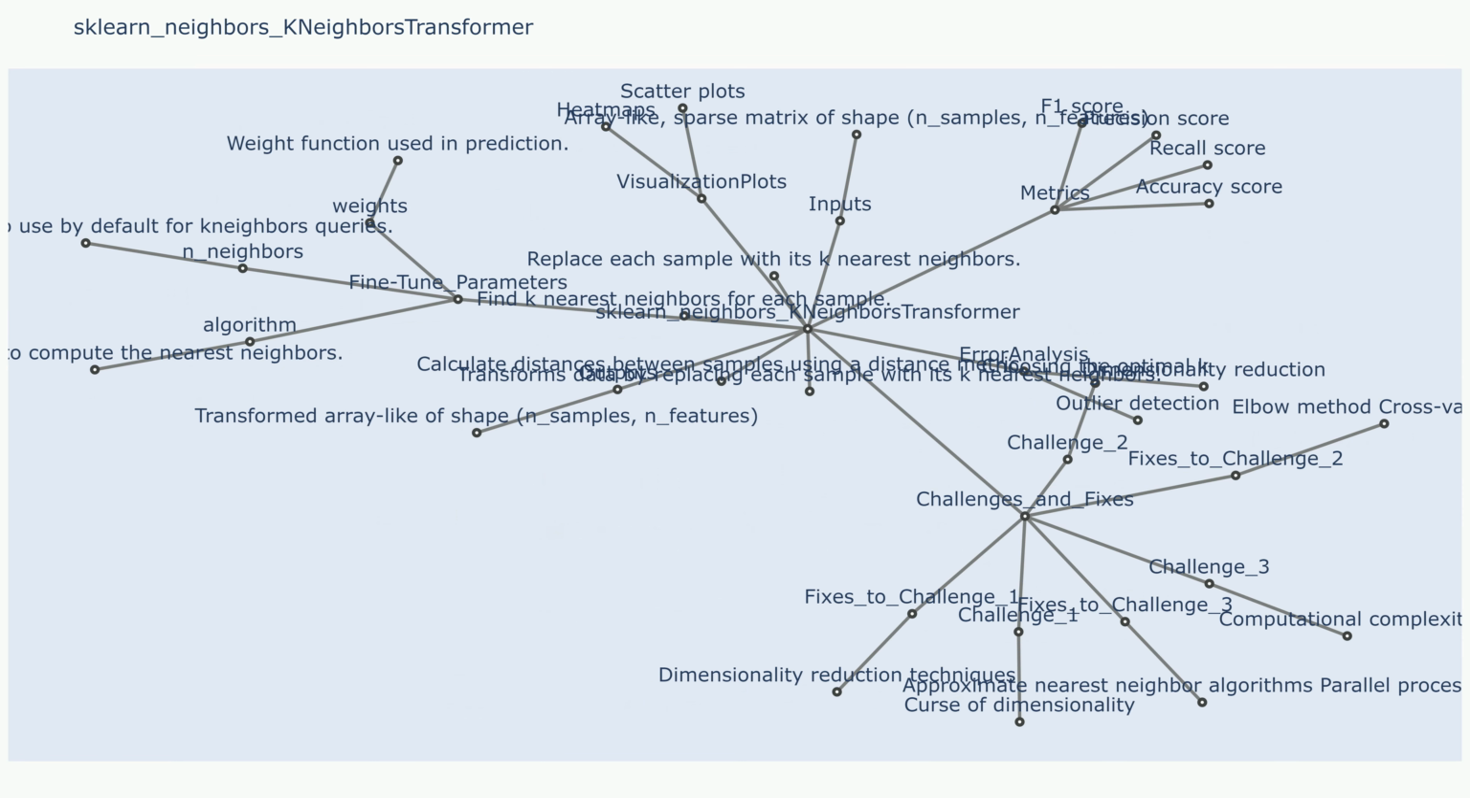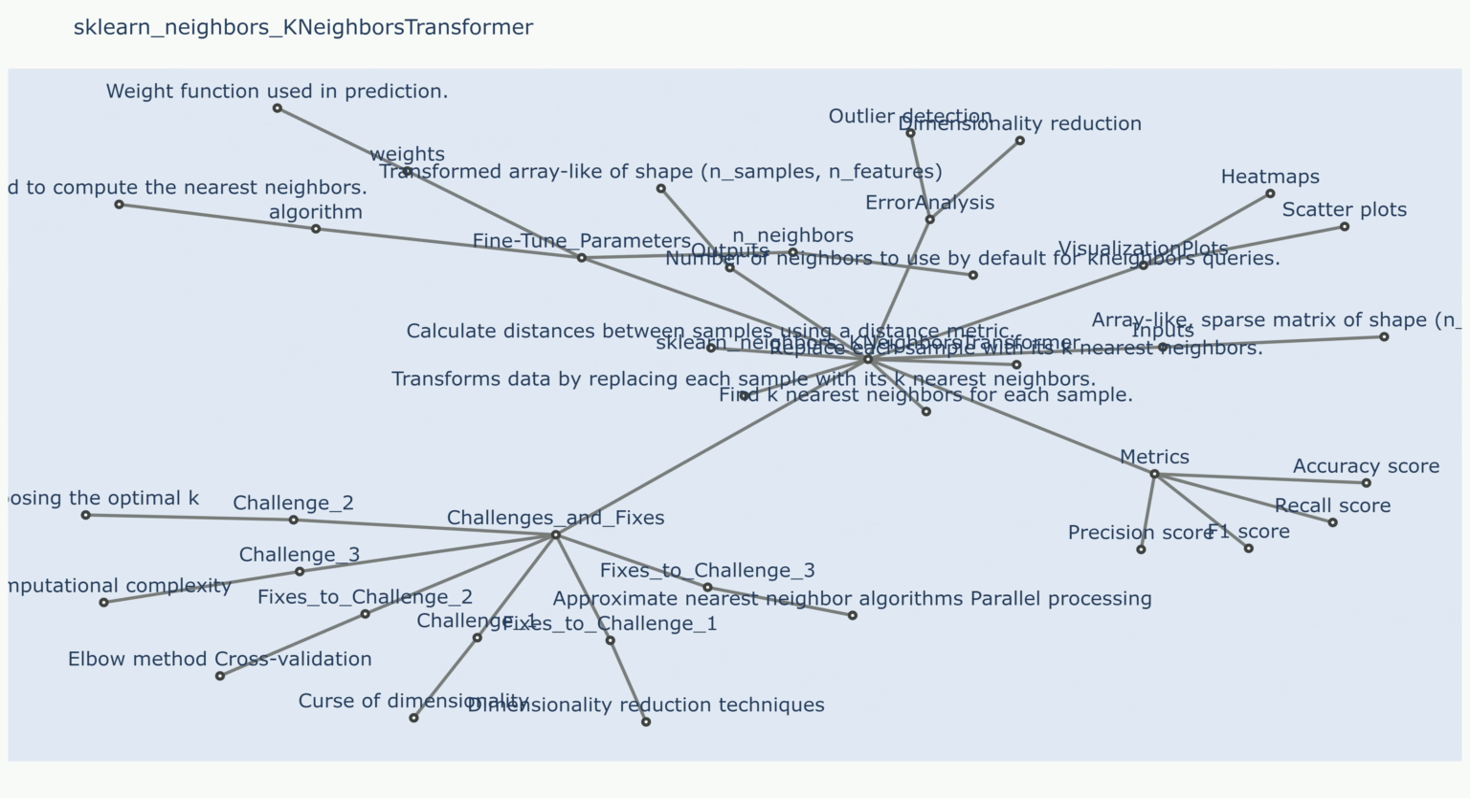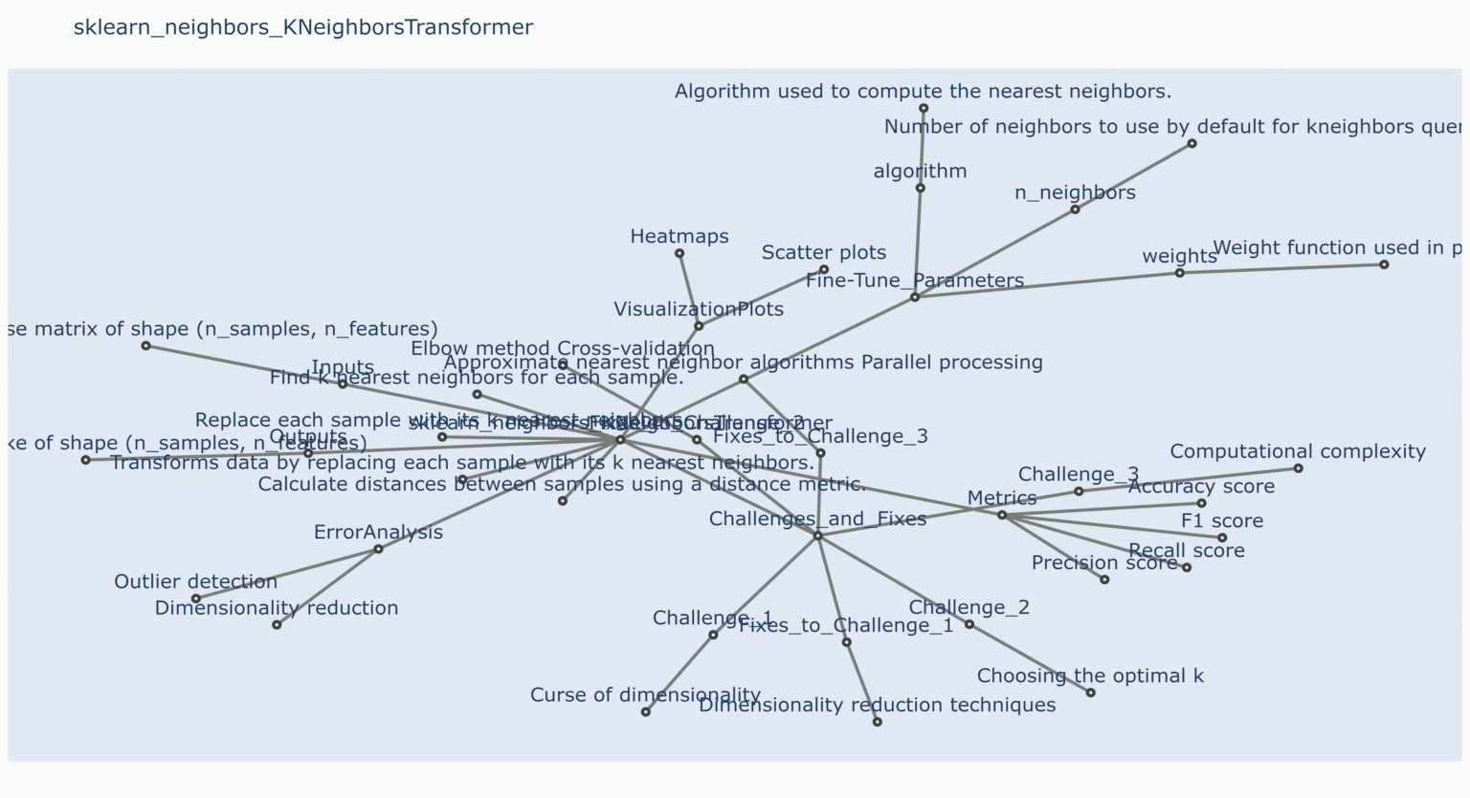Inputs. X. The input data, typically a NumPy array or pandas data frame containing numerical features. N neighbors. The number of nearest neighbors to consider for each data point. This parameter controls the locality of the transformation. Outputs. Transformed X. The transformed data, which has the same number of rows as the input data but a potentially different number of columns. The transformed features are based on the distances to the K nearest neighbors.